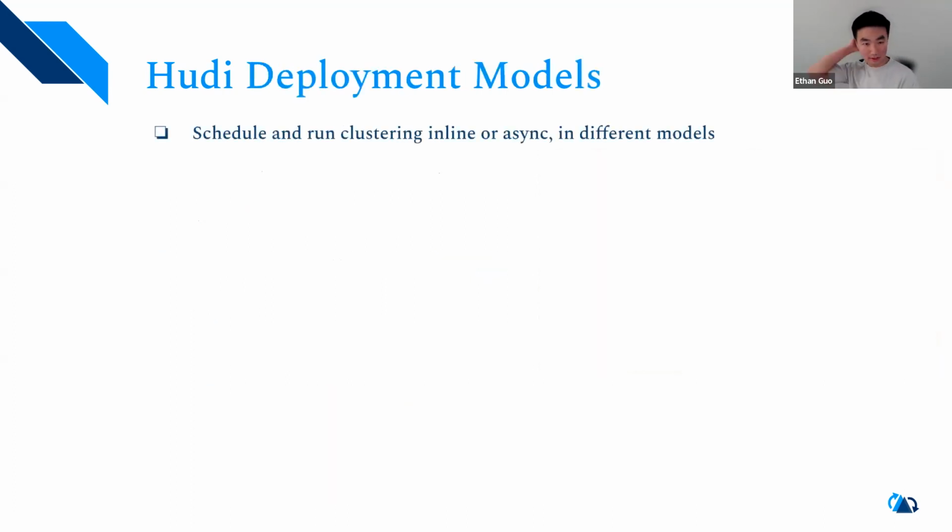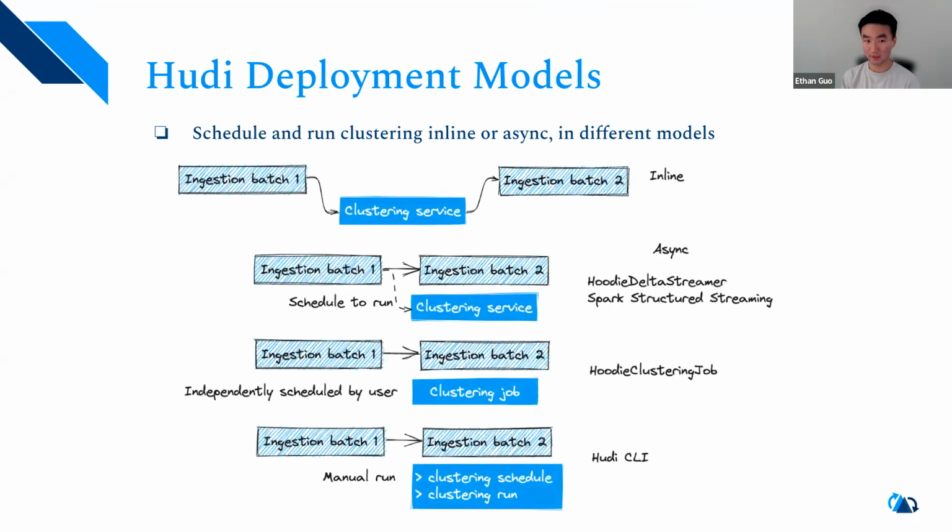Cool. So here, going back also to answering the question about how we run clustering in different modes. Clustering can be scheduled and run inline or async. We actually provide multiple modes for the user to choose. For a very relaxed SLA, the clustering can be run inline. After the ingestion batch, you can first do the clustering, and after that, it continues with the next ingestion. It can also be async.